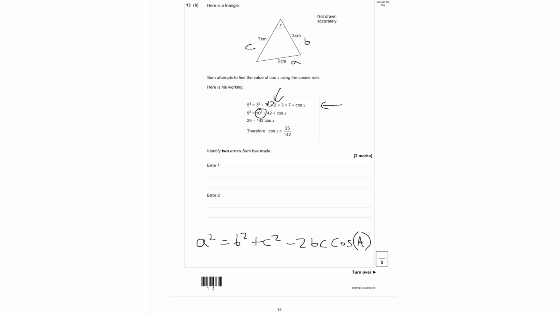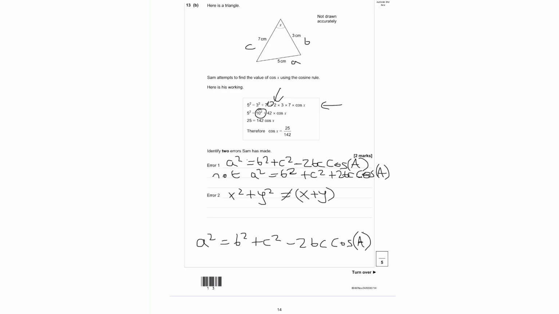So we have a squared equals b squared plus c squared minus 2bc cos A, not a squared equals b squared plus c squared plus 2bc cos A. I apologise, I don't know what's happening to my pen at the moment. And then we also have that, if we have 2 squared numbers, you know, if we have x squared plus y squared, it does not equal (x plus y) squared.